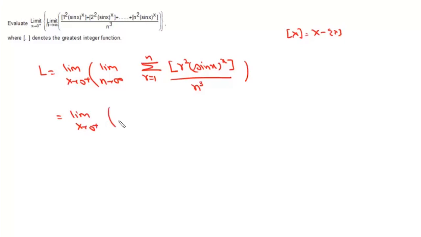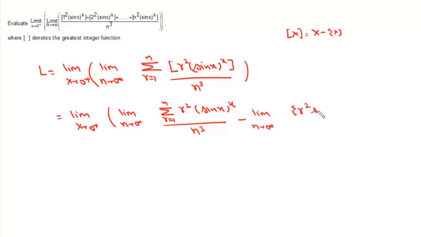x tends to 0 positive, and this limit n tends to infinity, and then we can write this as summation r varies from 1 to n r square sin x to the power x upon n cube minus this limit n tends to infinity fractional part of r square sin x to the power x upon n cube.